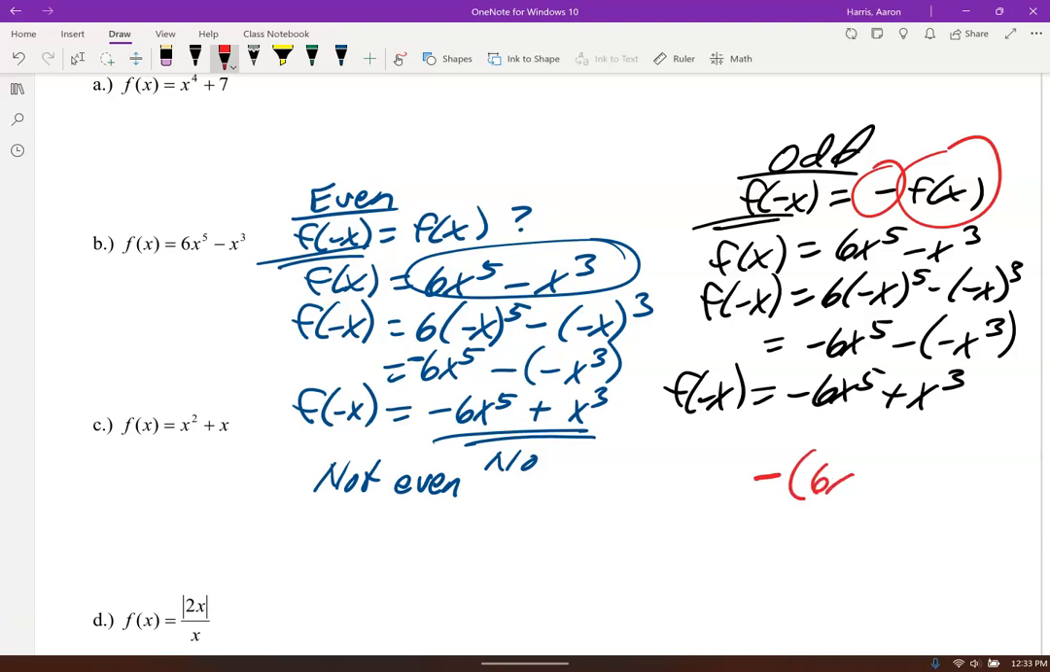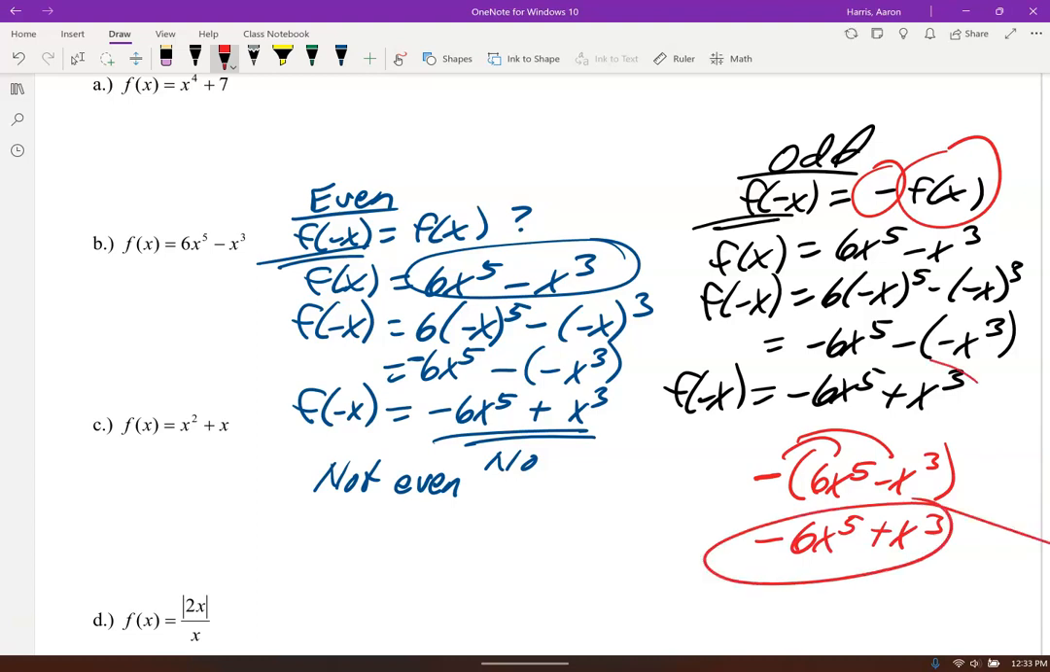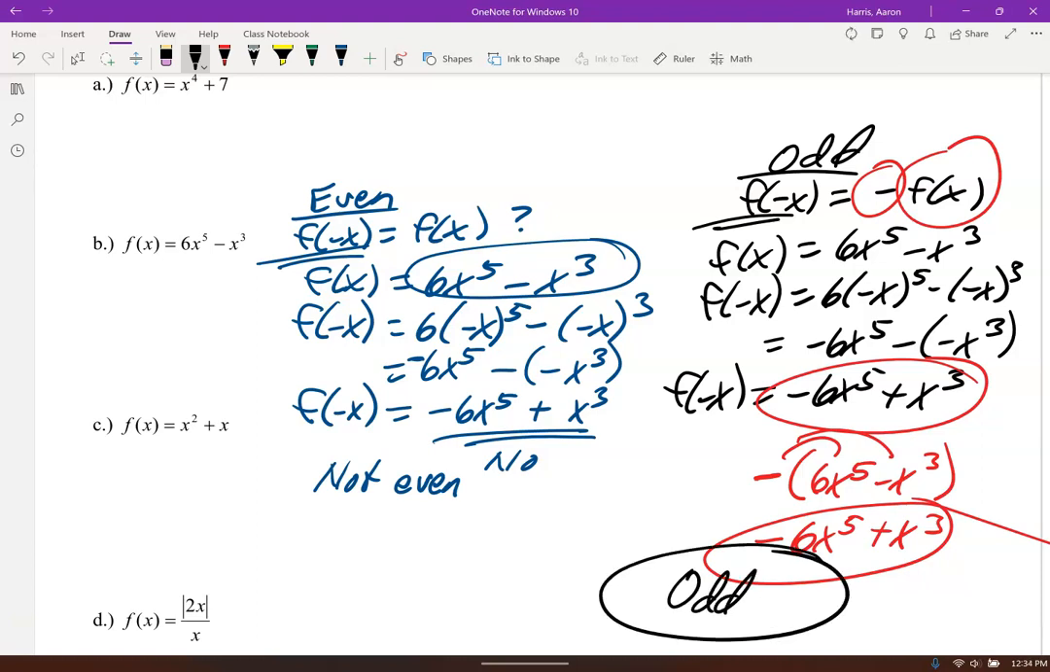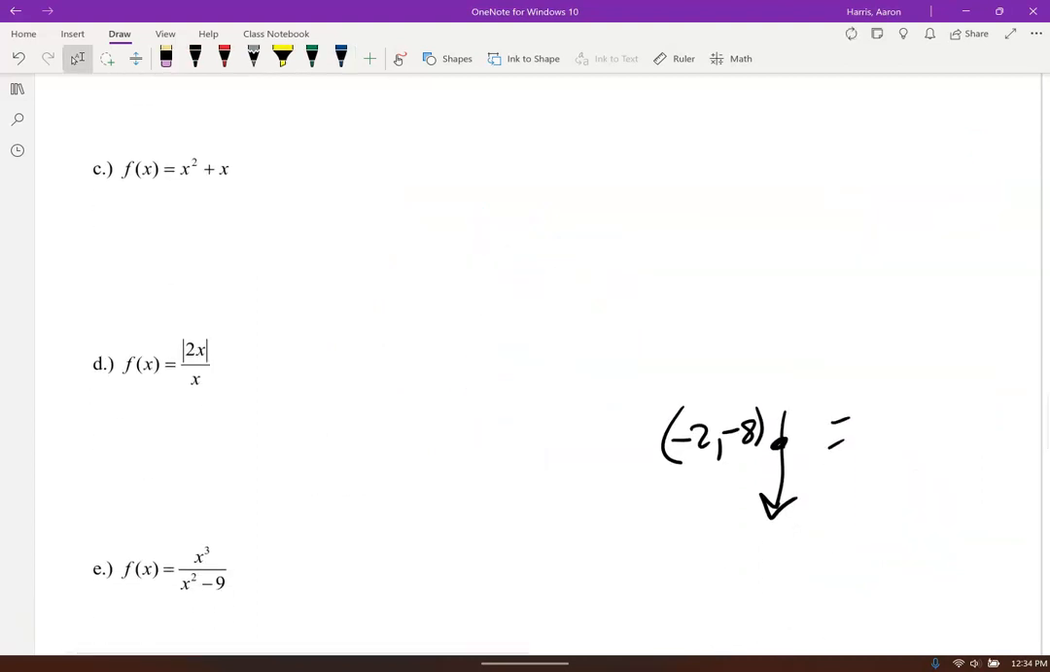Well, the original was 6x to the 5th minus x to the 3rd. Is that what I got? Did I get the opposite of the original? Is that here? Yes, it is. So this is odd. This one's odd. I got negative the original function. All right, let's clean these up and do C.